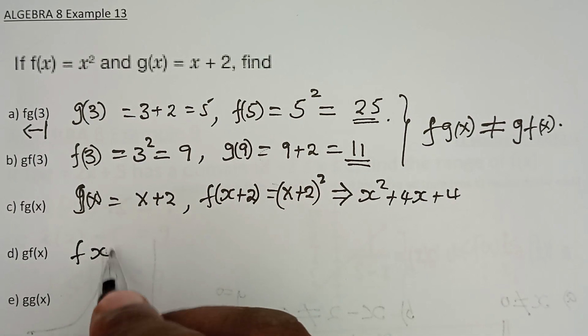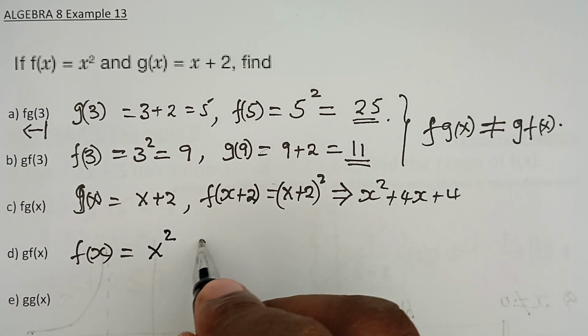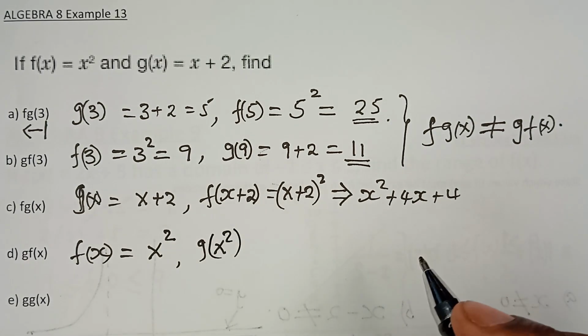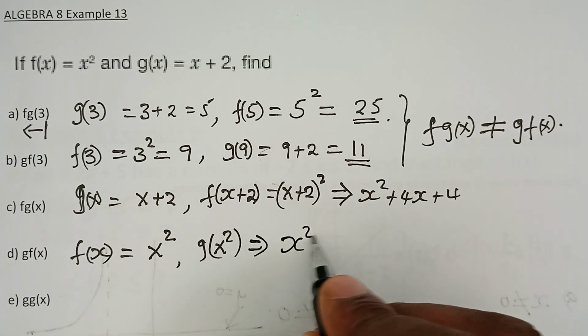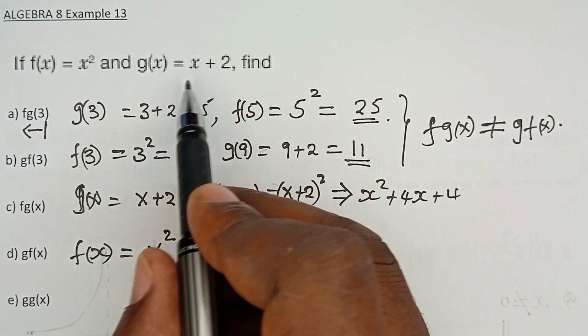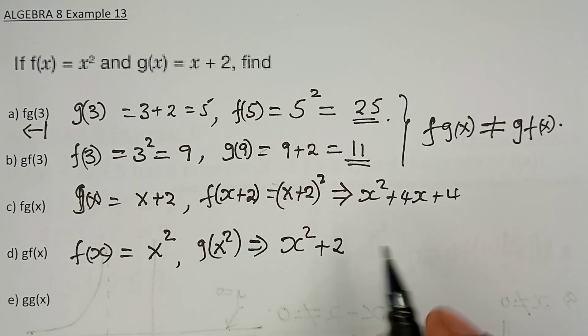What about gf(x)? We start with f(x) first, and f(x) is always x squared, and then it is the x squared which becomes the domain. As you can see, it is simply x squared plus 2, because the new domain is now x squared, and g(x) is the domain x plus 2, which is x squared plus 2.